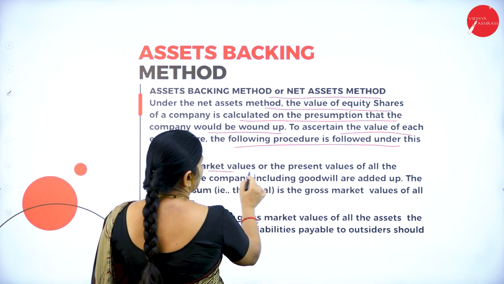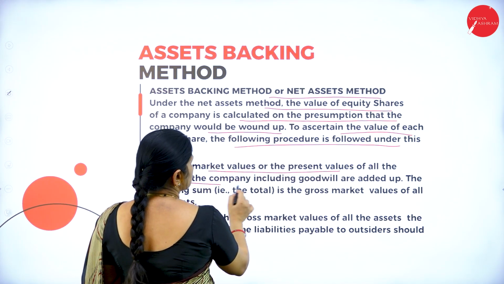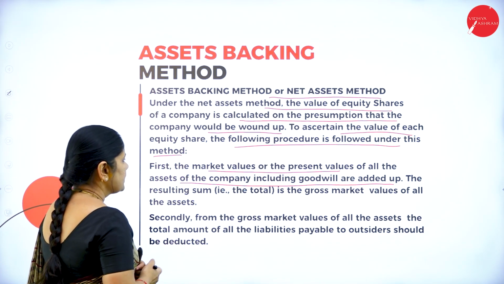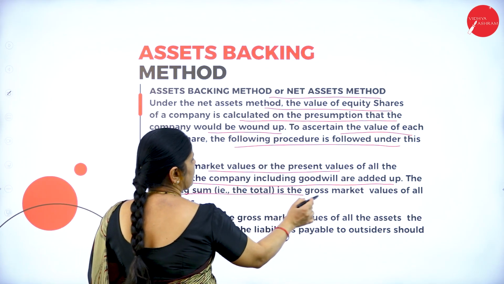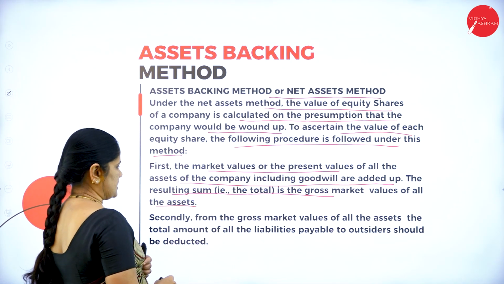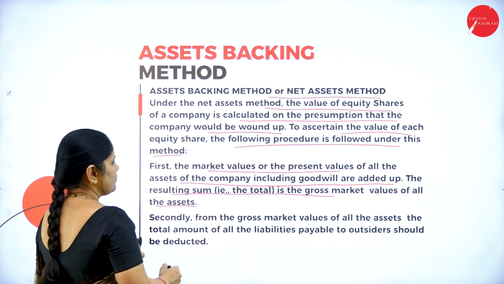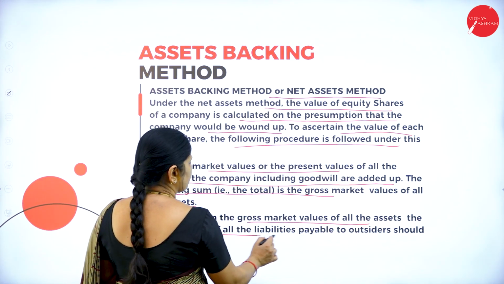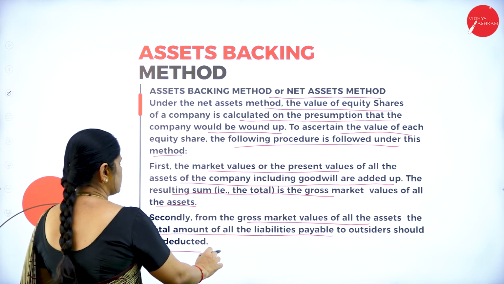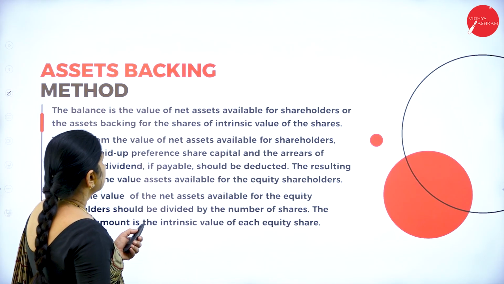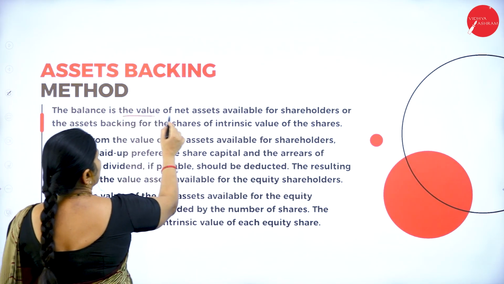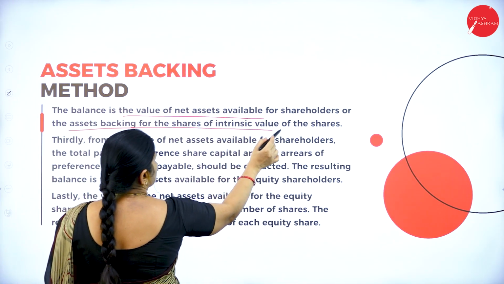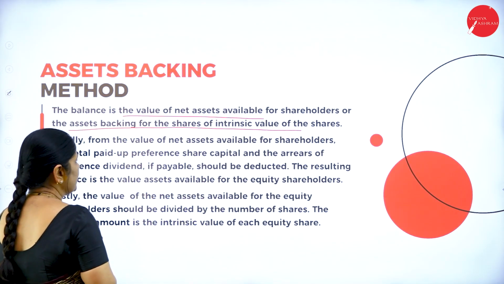First, the market values or the present values of all the assets of the company, including the goodwill, are added up. The resulting sum is the gross market value of all the assets. Then, secondly, from the gross market value of all the assets, the total amount of all the liabilities payable to the outsiders should be deducted. Then, the balance is the value of the net assets available for shareholders, the asset backing, or the intrinsic value of the shares.